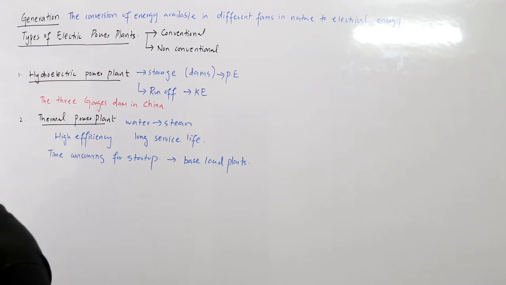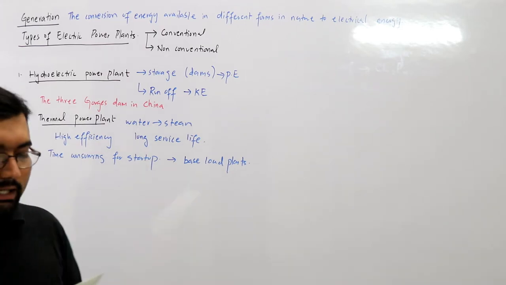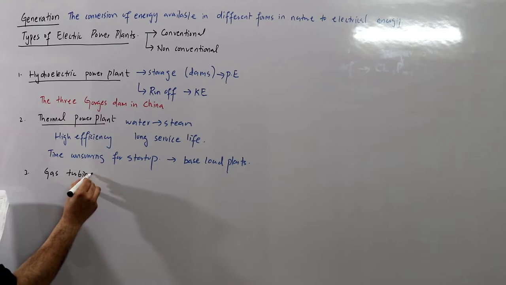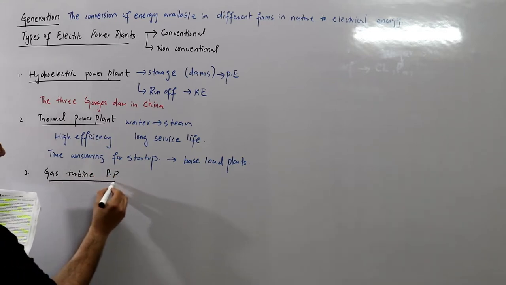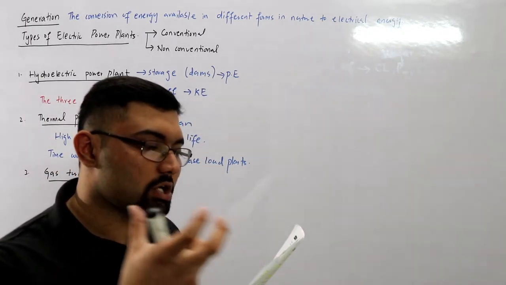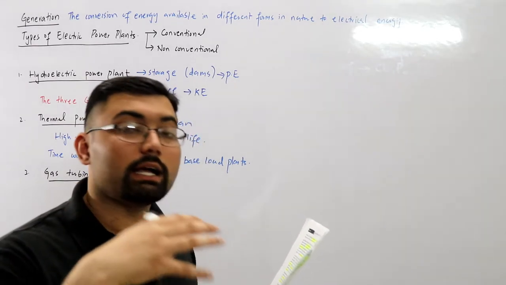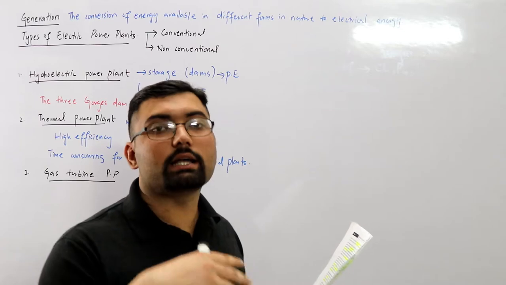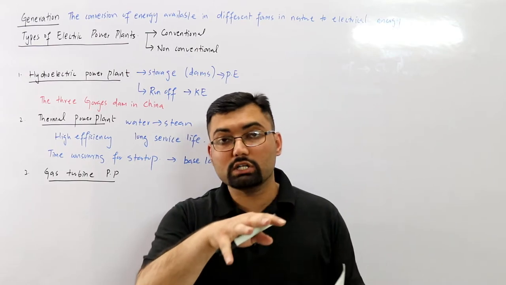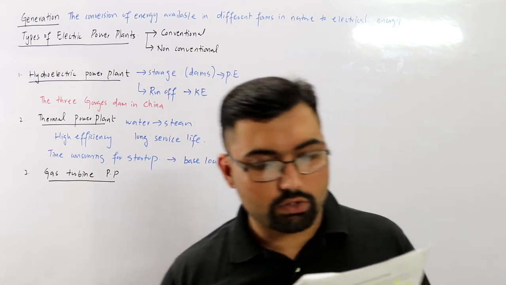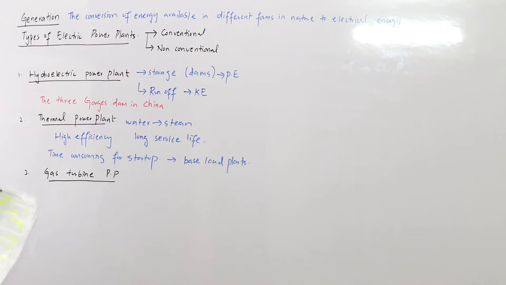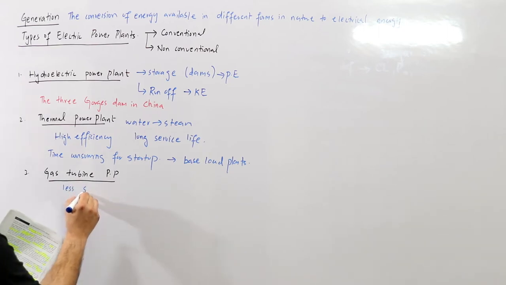The next is a gas turbine power plant. What does the book say about this gas turbine power plant? It works like a jet engine. Air is drawn in and compressed in the compressor, then heated in the combustion chamber, where the fuel is sprayed and forms a mixture. The thing is that this has a less startup time.